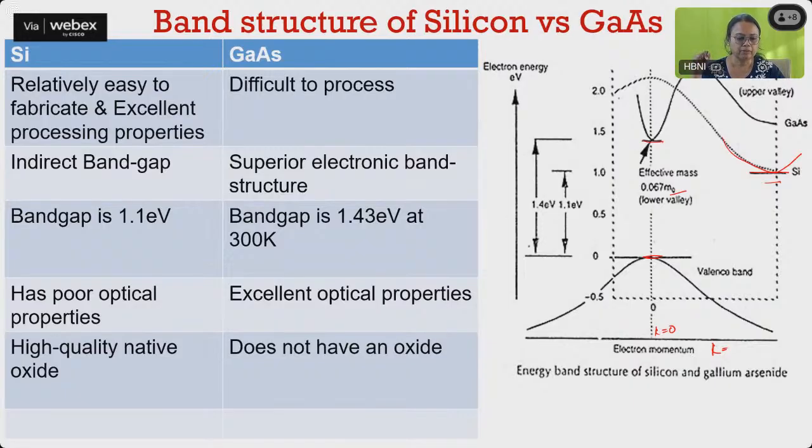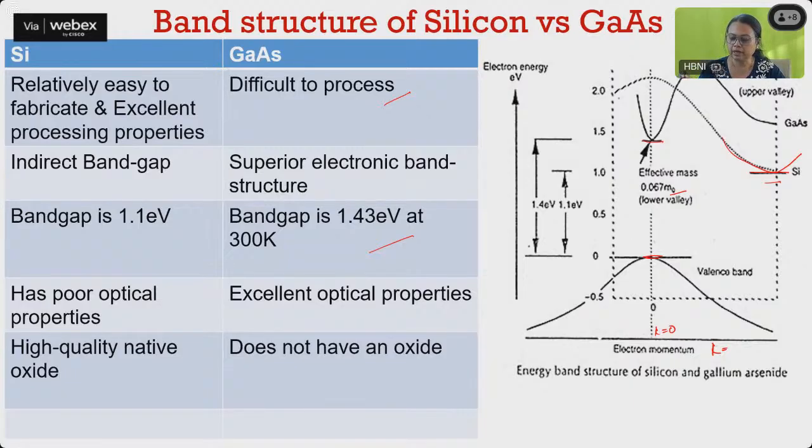Now, if we compare, the main disadvantage of this compound semiconductor is that it is difficult for fabrication. If you are making the crystal, it is very difficult to maintain the stoichiometry and all those things. So similarly, when we compare silicon and gallium arsenide, gallium arsenide is difficult to process, whereas silicon is a relatively easy and well established technology, and it has an indirect band gap, and gallium arsenide has a direct band gap, so superior electronic band structure. Band gap we have seen is around 1.4 and this is 1.1.